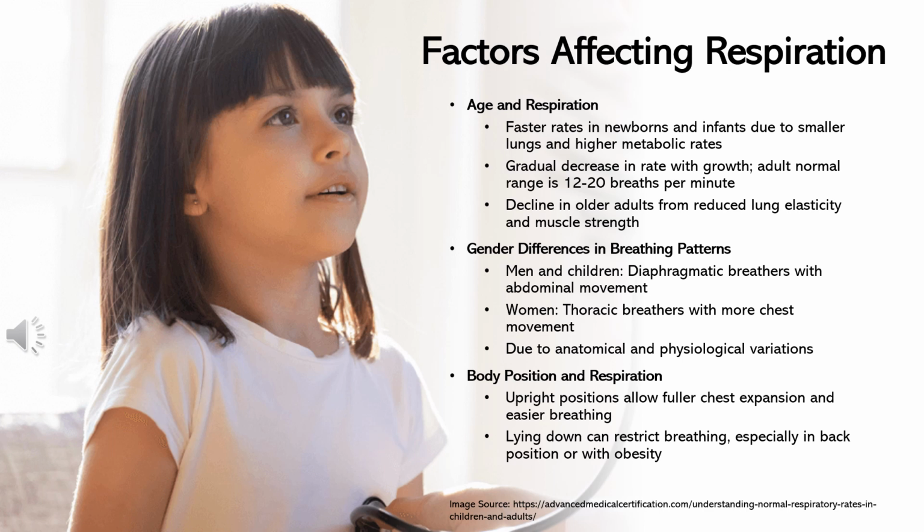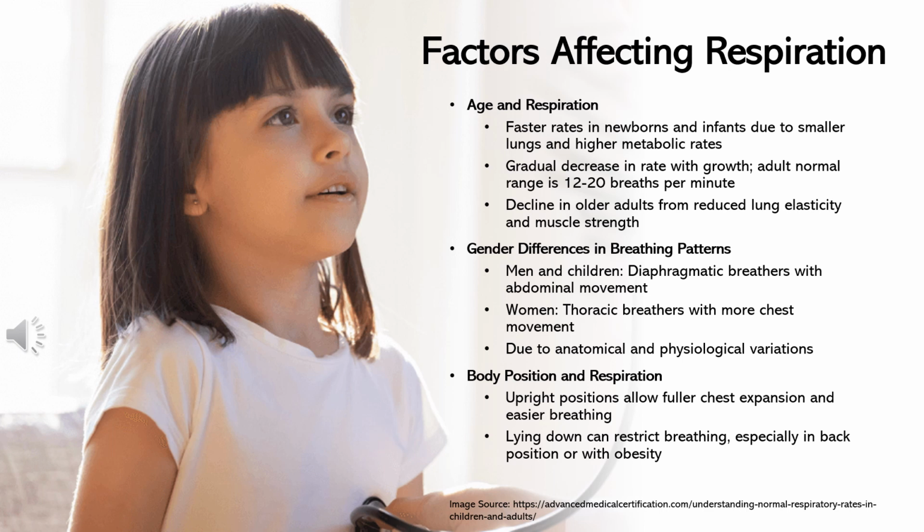In older adults, respiratory function may decline due to factors like decreased lung elasticity and muscle strength, potentially leading to slower and shallower breathing. Men and children are often diaphragmatic breathers, meaning they primarily use their diaphragm for breathing. This results in more noticeable abdominal movement during breathing. Women, on the other hand, tend to use more thoracic muscles located in the chest. This difference causes more pronounced chest movements during breathing. These gender specific breathing patterns are due to anatomical and physiological differences, including muscle development and distribution.